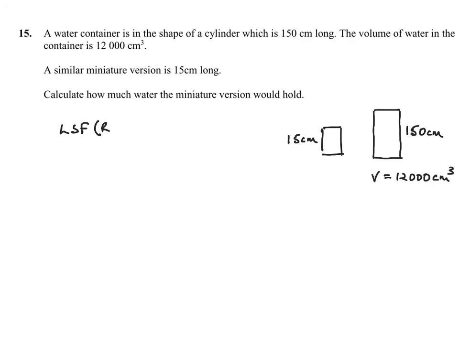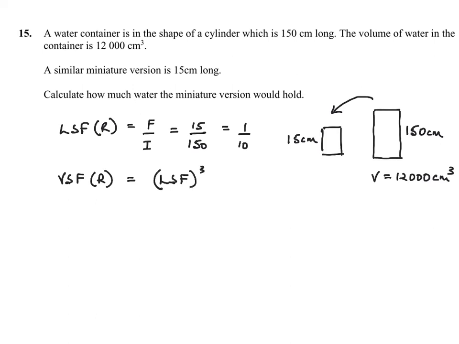So the length scale factor, reduction, is final over initial. If it's reduction then we're going from the larger to the smaller. So it's 15 over 150, which is 1 over 10. Now the volume scale factor, reduction, is the length scale factor cubed. So it's 1 over 10 cubed. 10 times 10 times 10 is 1,000, and that's 1 over 1,000.